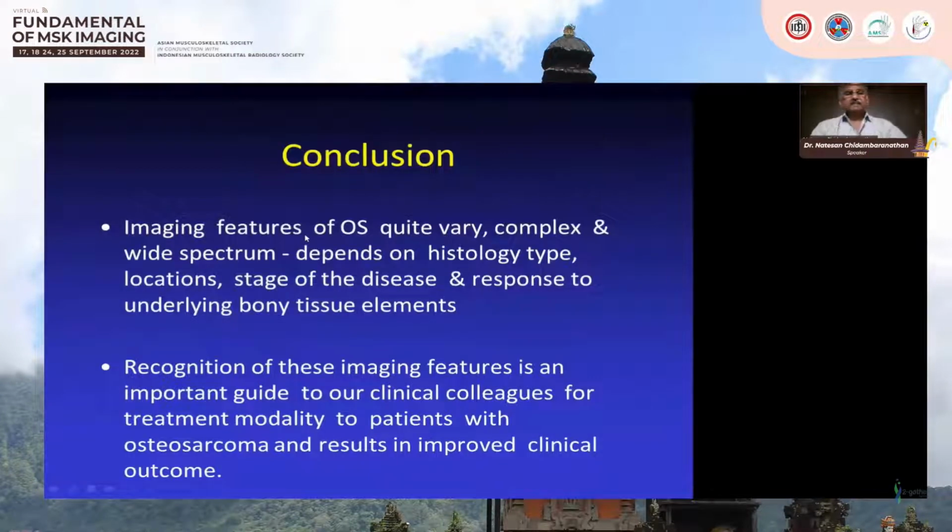So, ladies and gentlemen, the imaging features of osteosarcoma vary quite a lot, with a complex and wide spectrum. It depends on the histological type, the location, the stage of the disease where we see it, or the response of the underlying tissue component. So the radiologist has to recognize these imaging features, which is very important, a vital role for the clinical colleagues in the treatment modality for the patient with osteosarcoma, and thereby improve the clinical outcome.